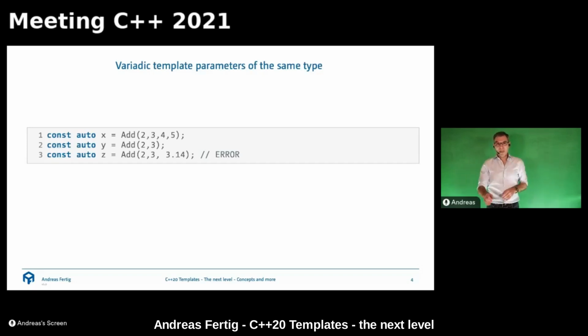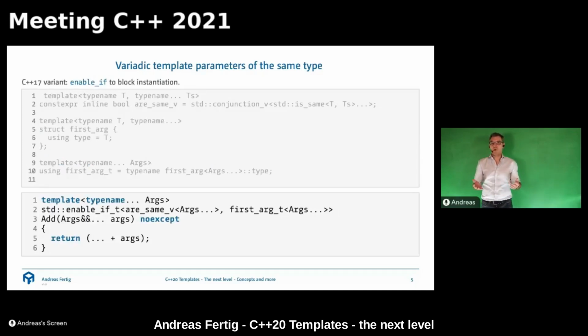But back to our example here. How to implement this function add in C++17. This is my approach. The grayed out code, that's not the important one here. I'll quickly walk you through.